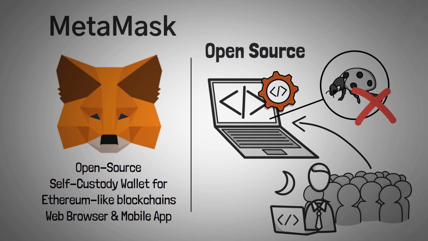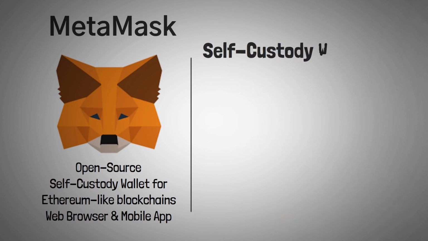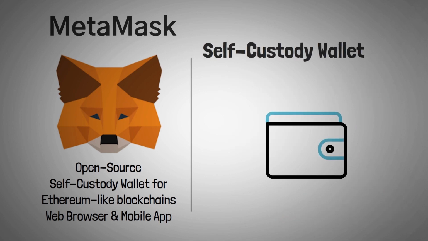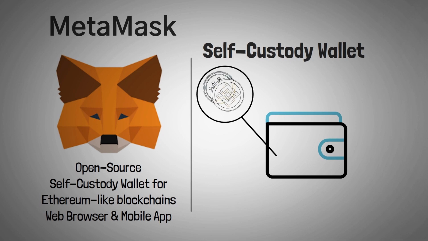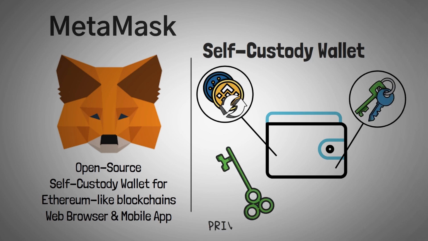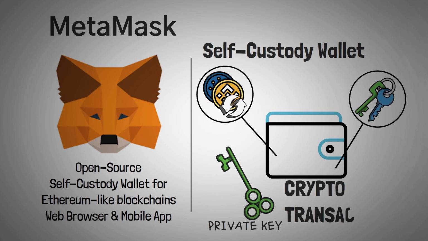And if there was malicious code, someone would have probably already found it. Next, I said that Metamask is a self-custody wallet. A wallet is a term in the cryptocurrency world that simply means it's software designed to be able to hold your crypto and let you make transactions on your behalf. Technically, what the software is holding is the private keys needed to sign transactions for your crypto.